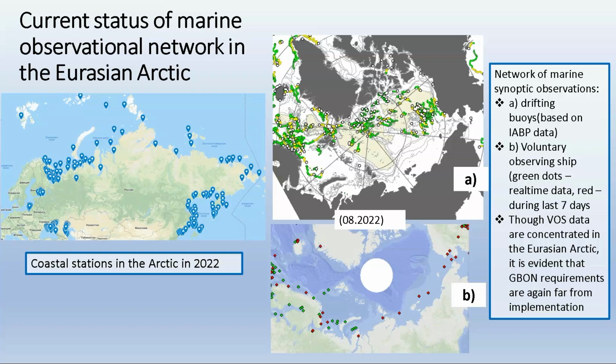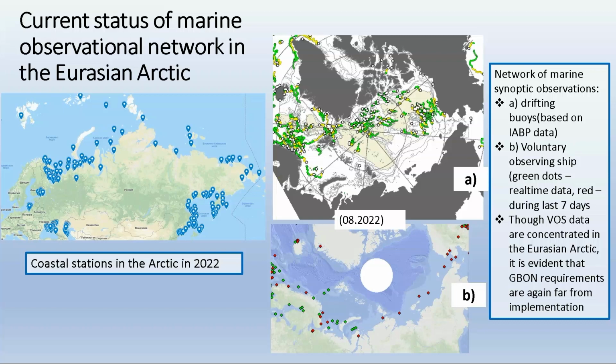During the YOPP period, we were close to the optimal density of an observational network in the Eurasian Arctic, but in the last year and this year, the network density again degraded, mostly for the high seas. On the left you can see a network of coastal stations in the Eurasian Arctic, and from the point of view of WMO requirements to shipborne observations, that is more or less okay for the coastal stations.